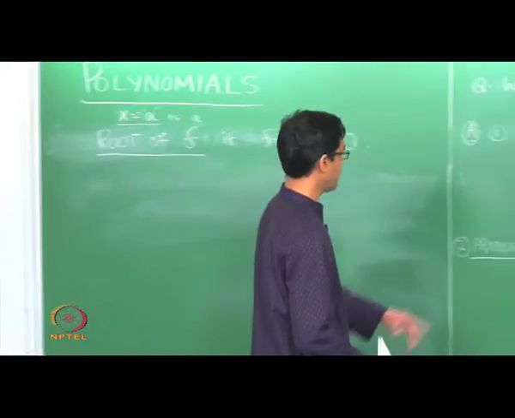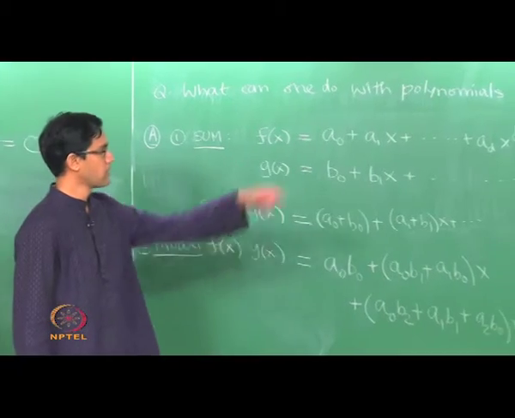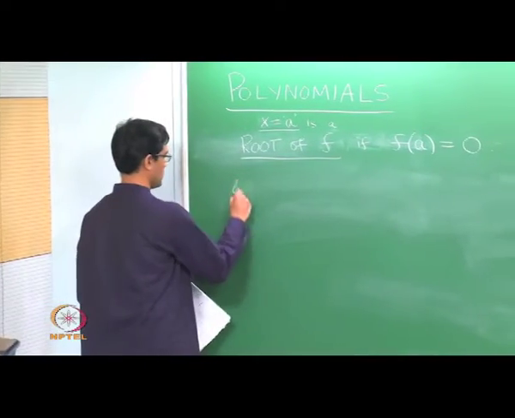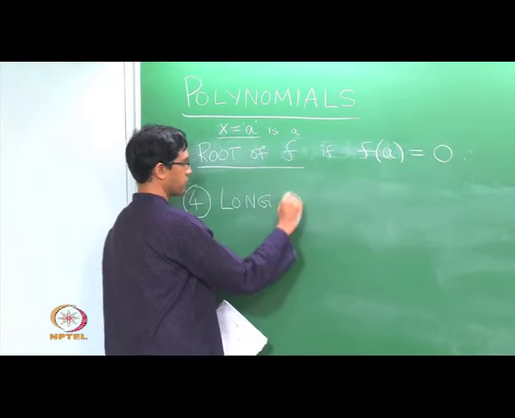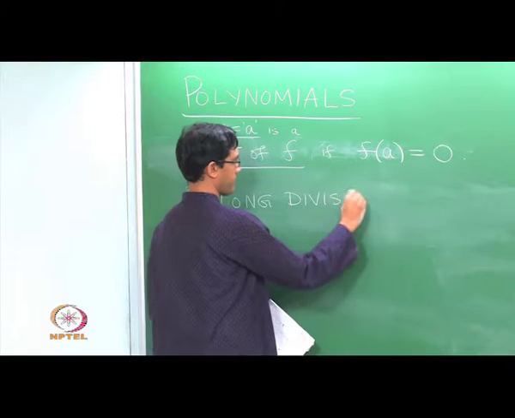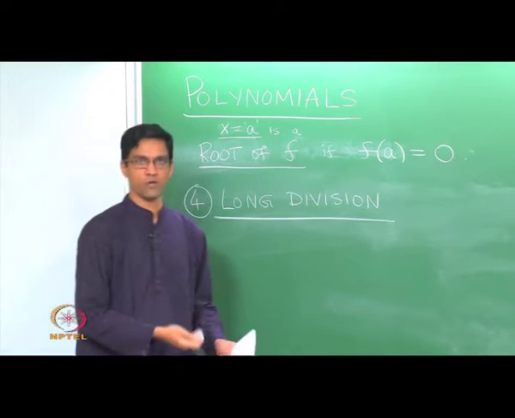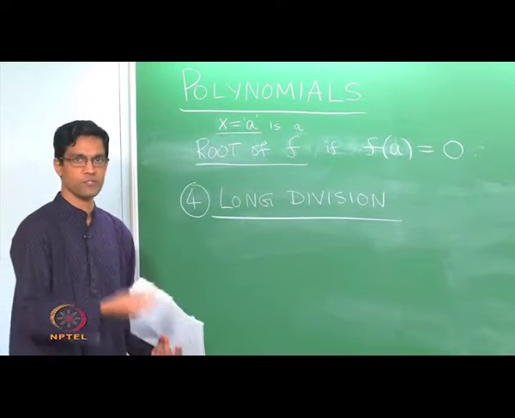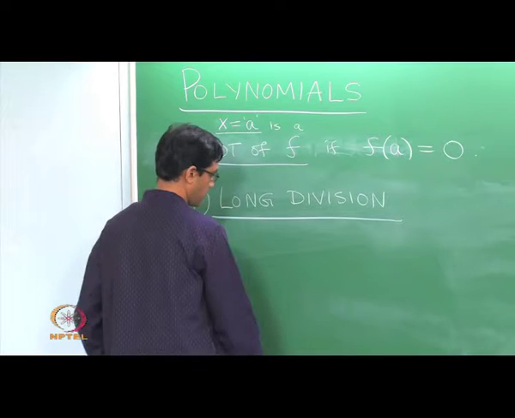Okay, so we have looked at three things. You can take the sum of two polynomials, you can take the product, you can substitute values for x, and there is another important operation called long division. So let me recall what long division of polynomials is. Again, it is a procedure which must be very familiar. So let us just do it by example.